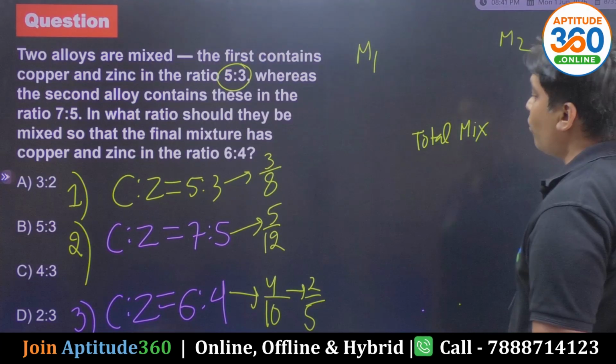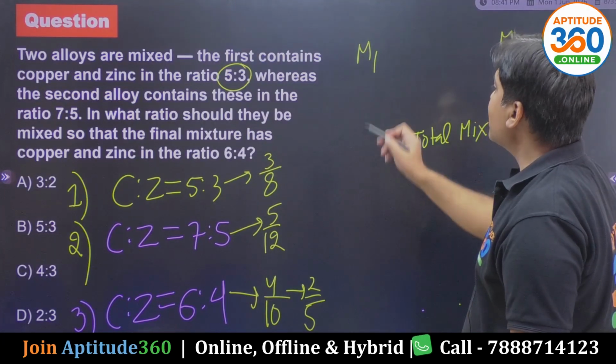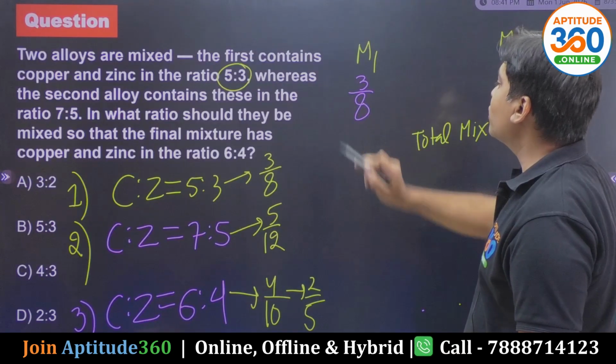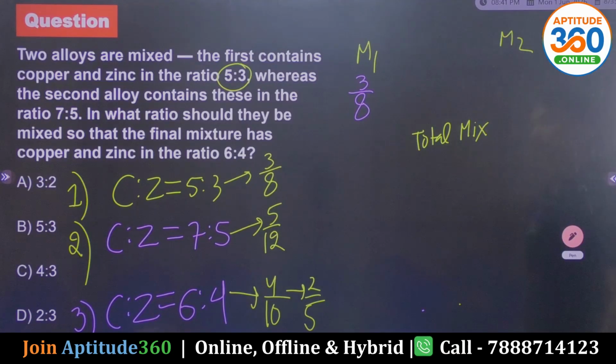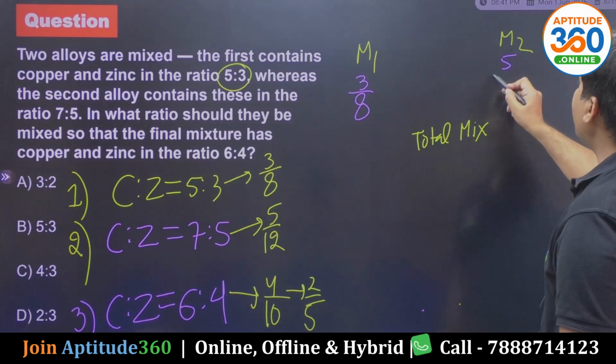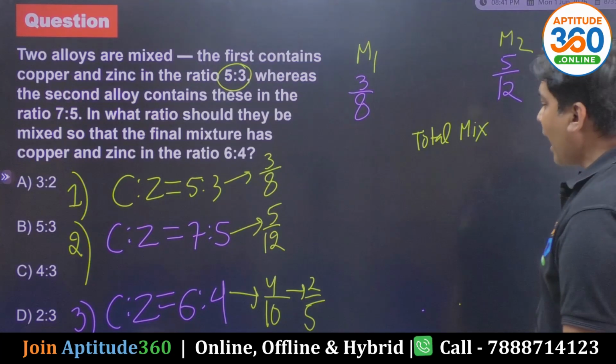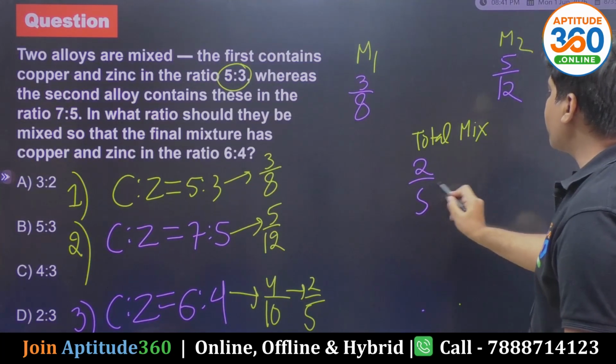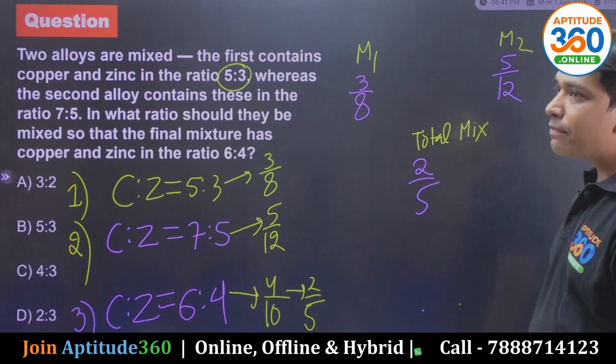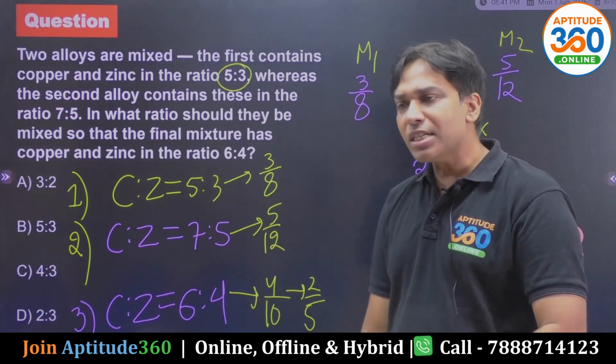That comes out as how much? In the very first one, zinc is 3/8 of the total. In the second one, zinc is 5/12 of the total. And in the total mixture, it is 2/5 of the total. What is it that we should be doing? We should be applying the concept of alligation over here.